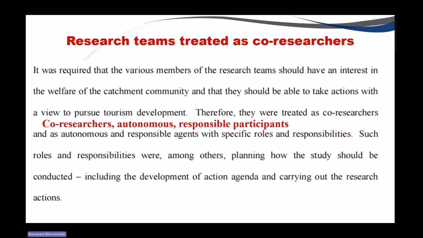Therefore, these research participants were treated as co-researchers and as autonomous and responsible agents with specific roles and responsibilities. Such roles and responsibilities were, among others, planning how the study should be conducted, including the development of the action agenda, and carrying out the research actions. Now, you could see that they are acknowledged and taken as contributors to the development of themselves, their interests taken into account. This is very, very important in terms of the ethics.